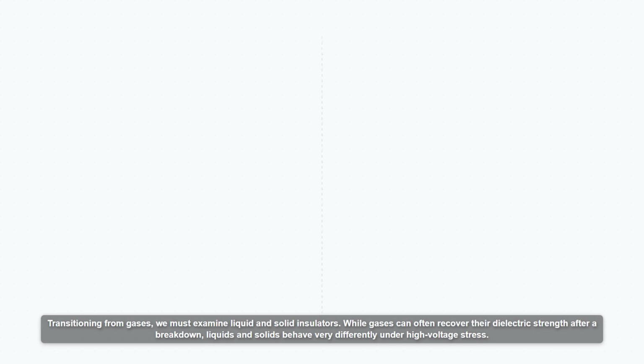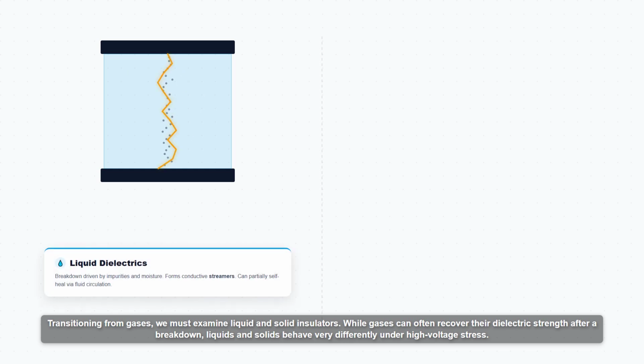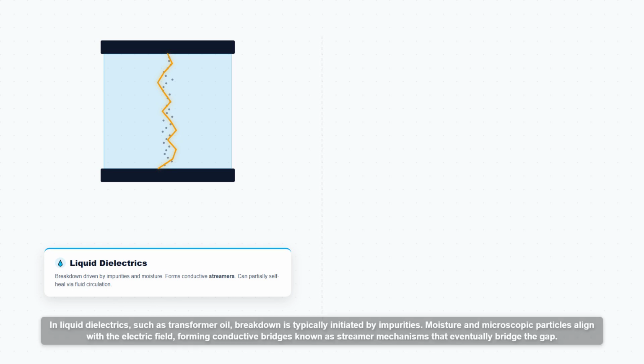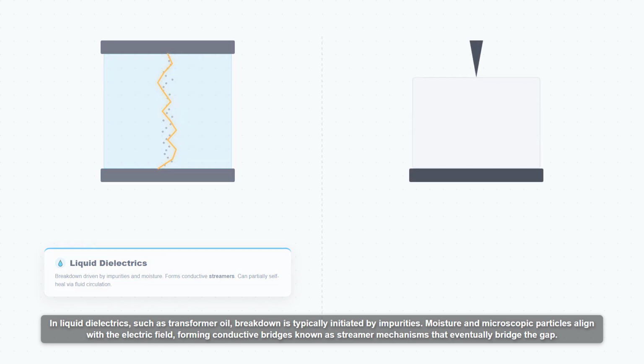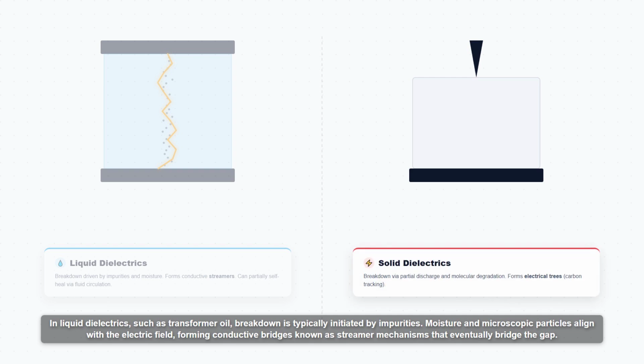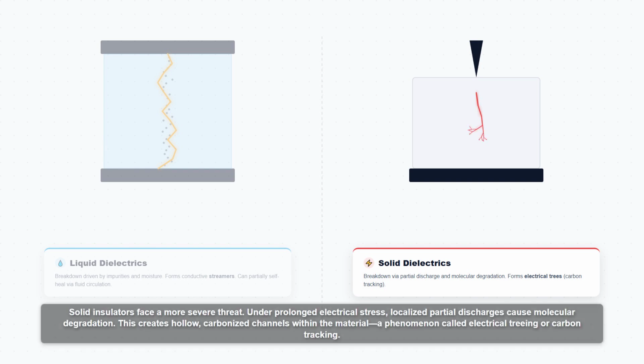Transitioning from gases, we must examine liquid and solid insulators. While gases can often recover their dielectric strength after a breakdown, liquids and solids behave very differently under high voltage stress. In liquid dielectrics, such as transformer oil, breakdown is typically initiated by impurities. Moisture and microscopic particles align with the electric field, forming conductive bridges known as streamer mechanisms that eventually bridge the gap. Solid insulators face a more severe threat.